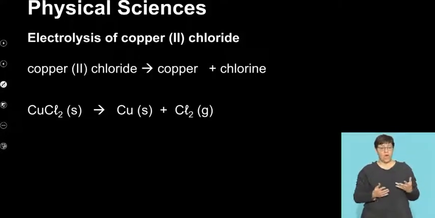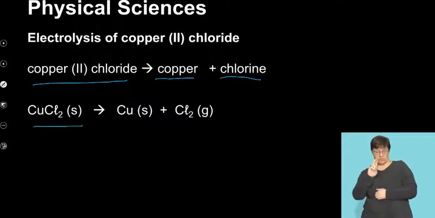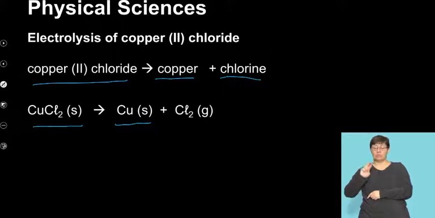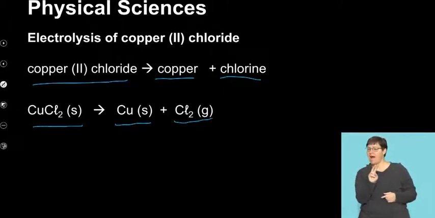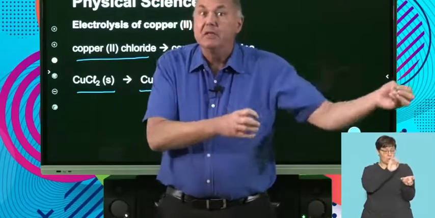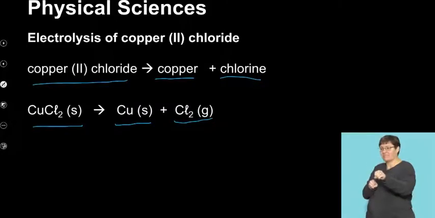So we can write this reaction as a chemical equation. Copper(II) chloride produces copper plus chlorine. In the symbolic form, we say CuCl2 solid gives us copper solid, the orange deposit, plus Cl2 in the gas form. So you can see that there's something really interesting happening here. We were able to split apart the initial salt, copper(II) chloride, and produce the elements that make up that compound. Let's look and see exactly what's happening there.